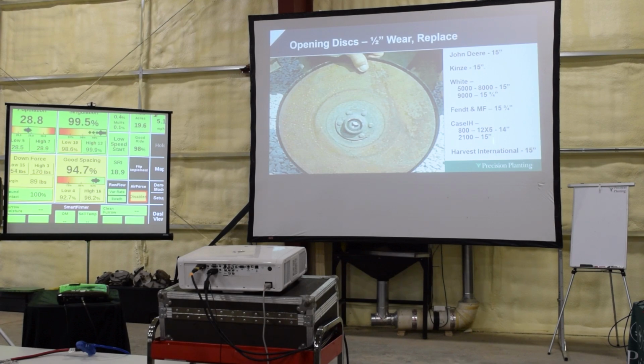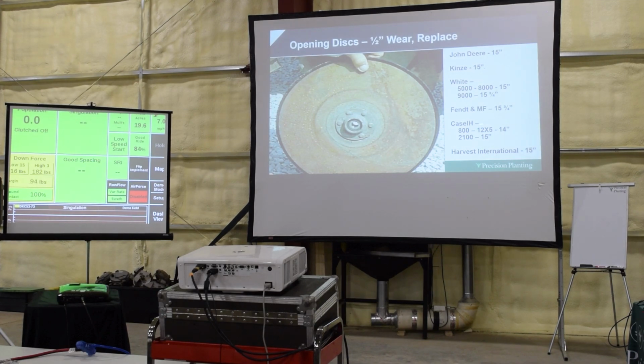Okay, we got all these different makes and manufacturers here. Most of us are 15-inch, Deere, Kinze, early White planters. The newer Case planters, Harvest International, are all 15-inch. Earlier Case planters start at 14 inches, and then you've got the Fendt, Massey Ferguson's, and White 9000s are 15 3/4.